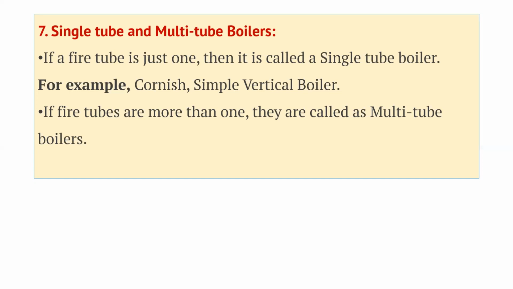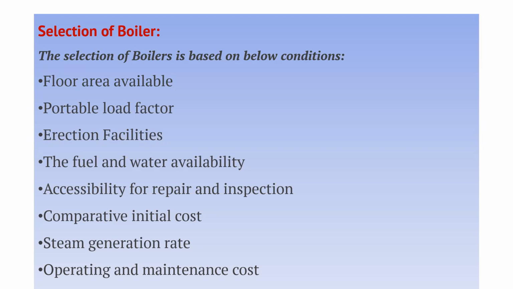After the classification, we will see how to select a boiler. As I told you earlier, there are so many classification parameters, but on what basis do you select a boiler? Whether it is horizontal or vertical, high pressure or low pressure, what type do I need to select? There are some factors from the industry point of view. That means if you are the user, from your point of view, there are some difficulties and some parameters.